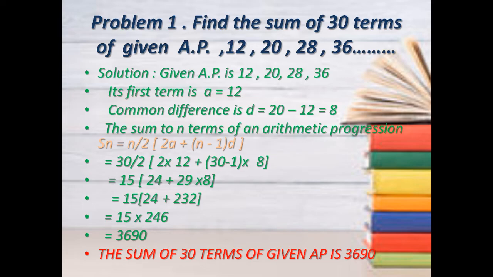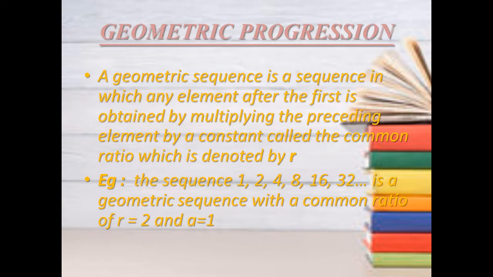Next, we can go to the geometric progression. What is a geometric progression? A geometric sequence is a sequence in which any element after its first is obtained by multiplying the preceding element by a constant, which is called the common ratio, denoted by R. In simple words, in a geometric progression, the second term is obtained by multiplying a fixed number to the first term.